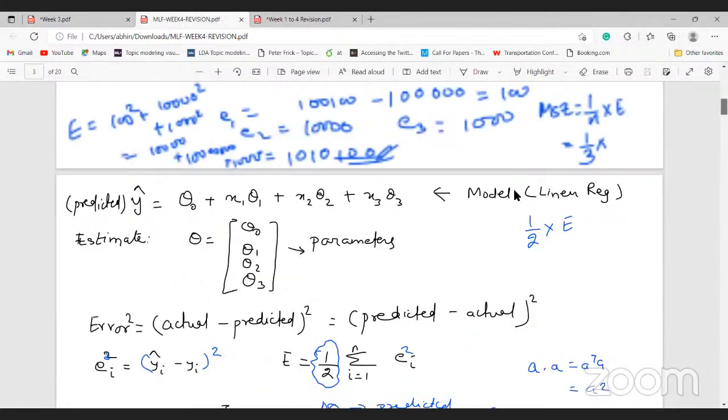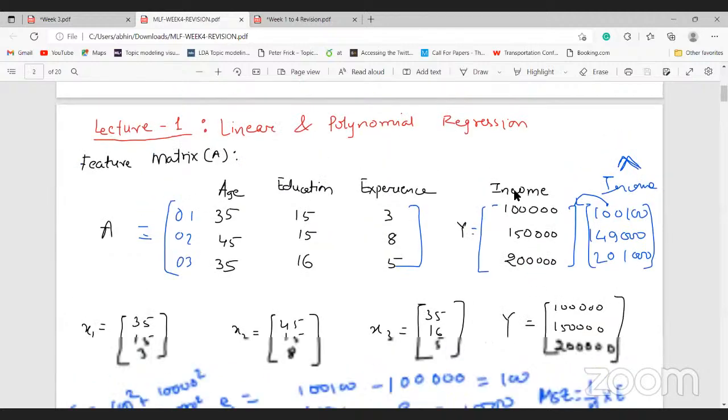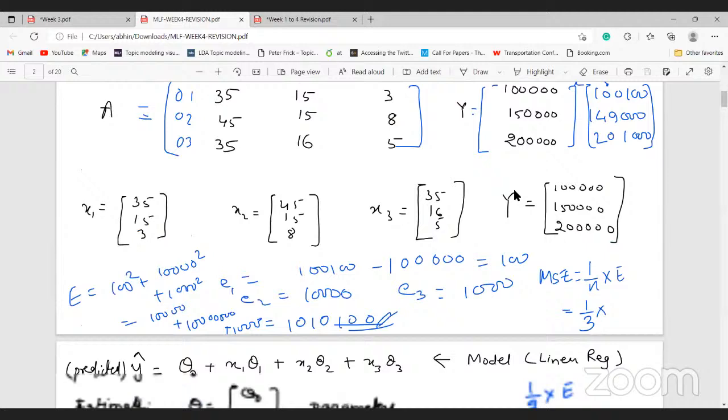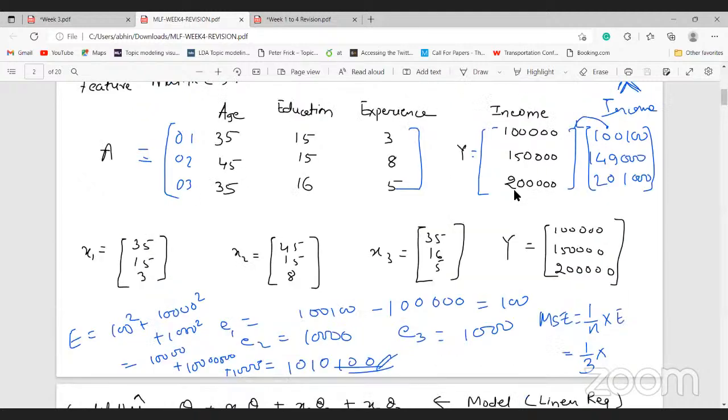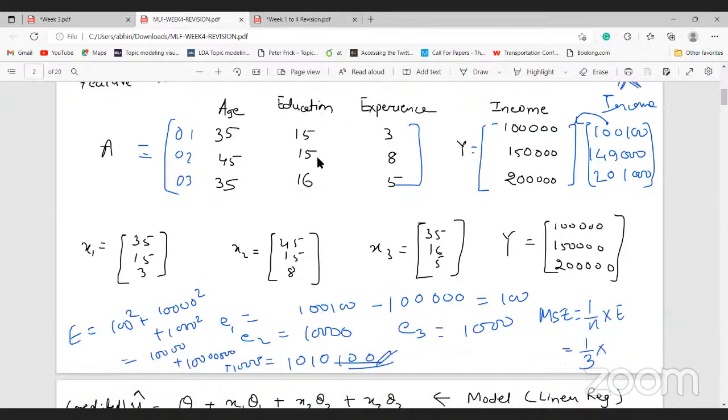So week 4 starts with linear and polynomial regression. Again, I think feature matrix and all those things are clear. So should I repeat it, or I can leave it? It is somewhat the same, right? Yes, it is the repetition of the same thing.